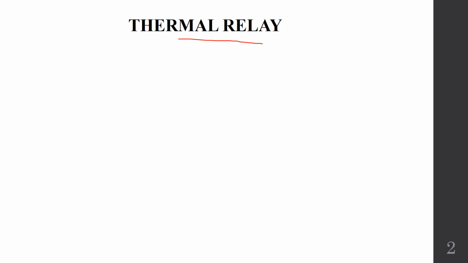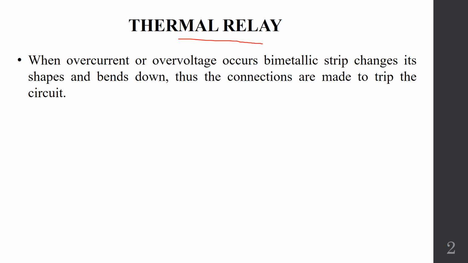Thermal relay. A thermal relay is a device which is used to protect electrical devices like motors and generators from catching fire or burning out due to excessive heat produced during operation. The relay has a bimetallic strip connected. This bimetallic strip operates with the temperature. When a situation of overcurrent or overvoltage occurs, the bimetallic strip changes its shape and makes the connection so that the circuit can be tripped out and isolated from the system.